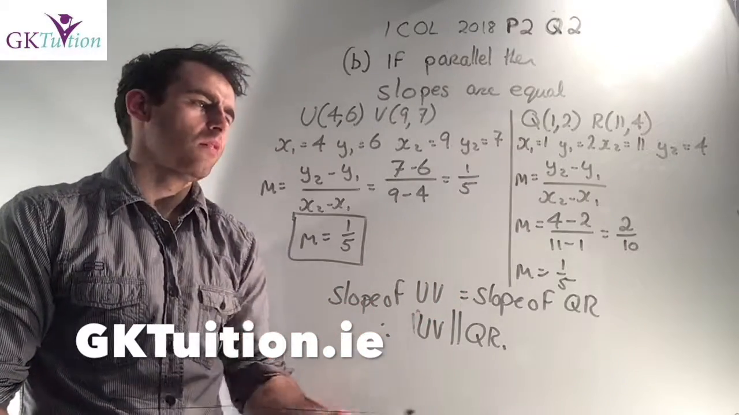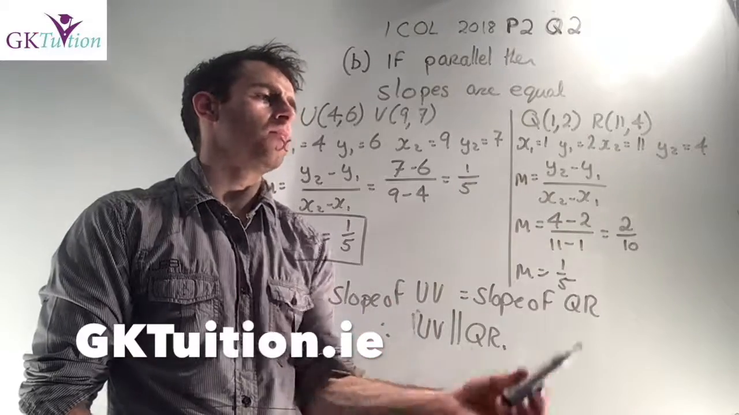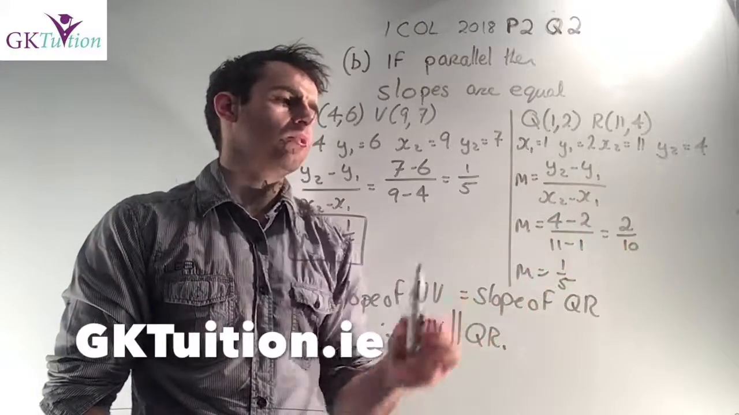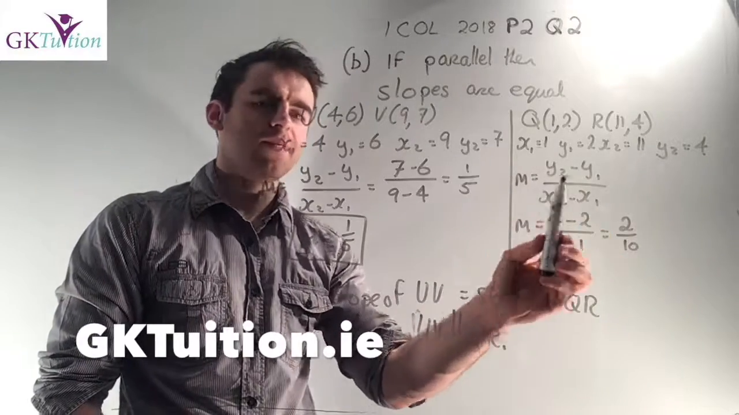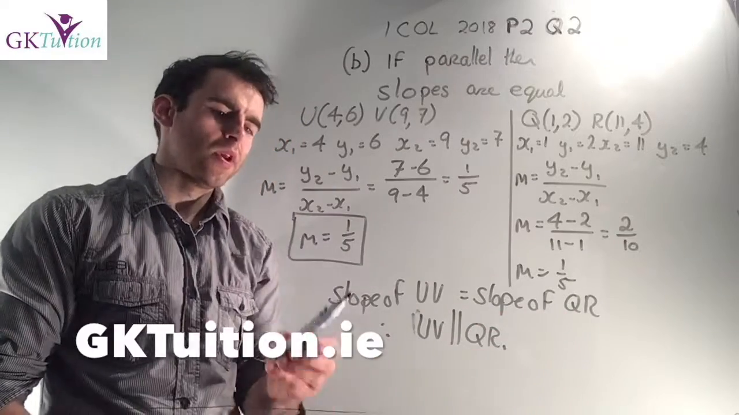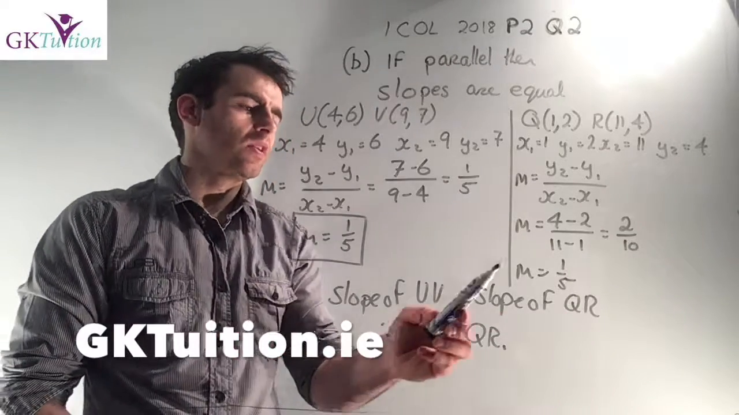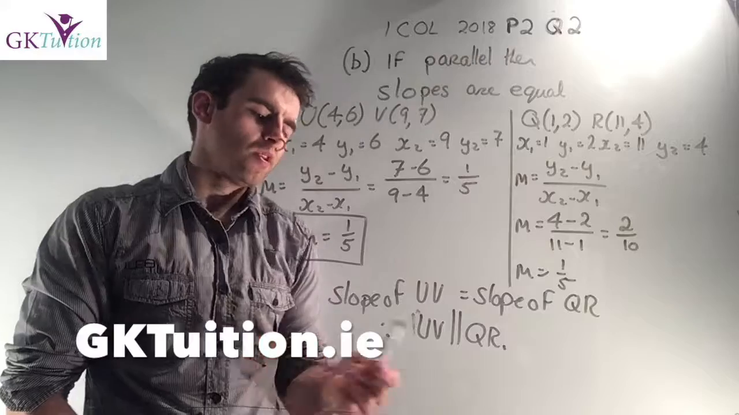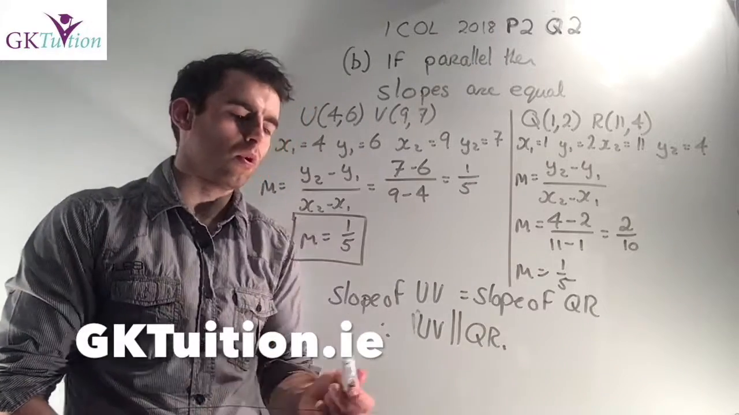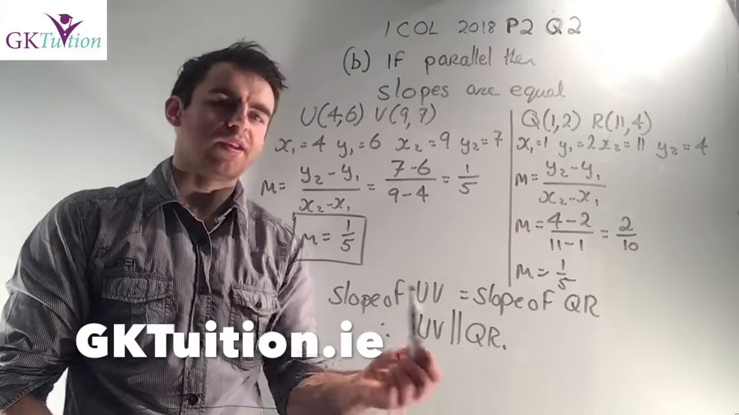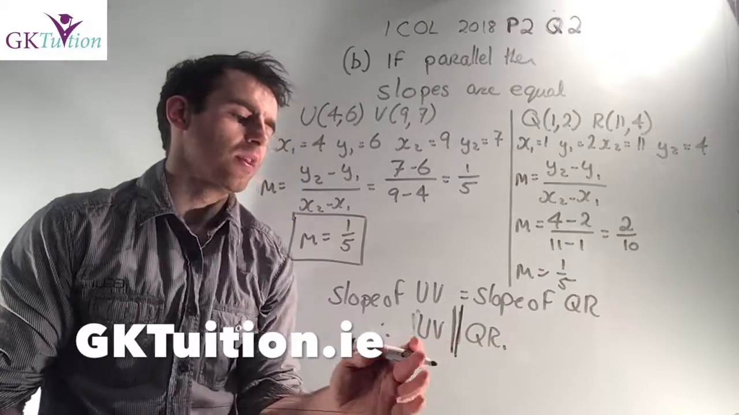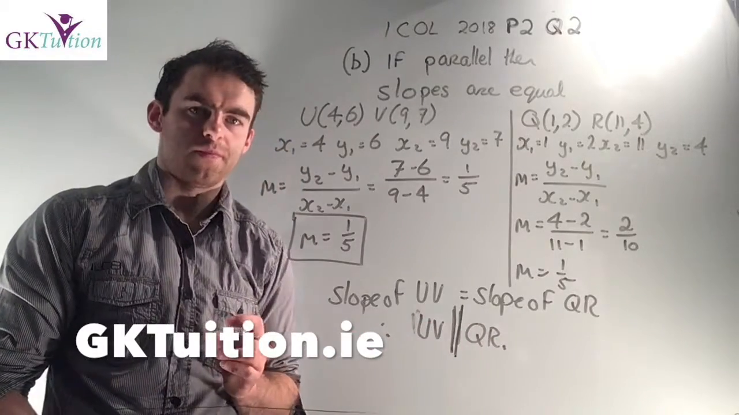If I do the same thing with QR, x1 is 1, y1 is 2, x2 is 11, y2 is 4. If you sub that into the same formula again, it works out as 2 over 10, which is 1 over 5. So the slope of UV is 1/5, the slope of QR is 1/5. So I can now conclude that the slope of UV is equal to the slope of QR, so therefore UV is parallel to QR. This just means that they're parallel. That means that UV is parallel to QR.